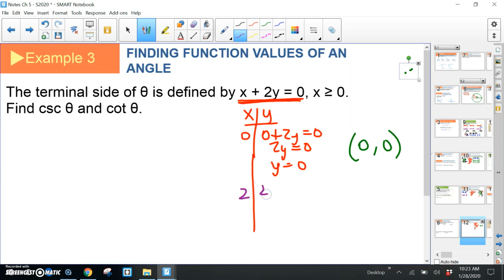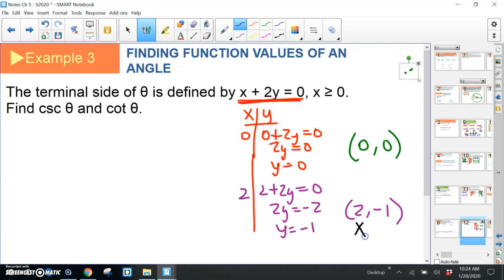So how about, what if we use x equals, really an even number would probably be best, 2 plus 2y equals 0. Subtract the 2, so 2y equals -2. Divide by 2, you get y equals -1. So we've got the point 2, comma, -1. All right. That point is on that line, and any point that's on that line is going to work. It doesn't really matter. Okay, 4, -2, 6, -3, any point that you can find on that line is going to work. Okay, so we're going to use that point.